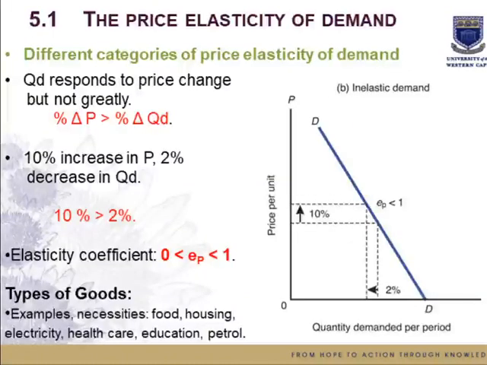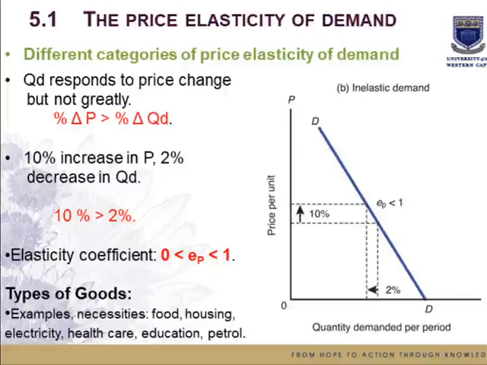When the price elasticity of demand is inelastic, the elasticity coefficient lies between 0 and 1. This means that quantity demanded is less responsive to price changes. That is, a huge change in price will only cause a small change in quantity demanded. For example, if the price of a product increased by 10%, the quantity demanded will decrease by 2%. The demand curve for such a product will be relatively steeper.